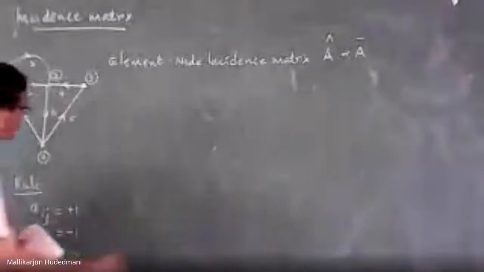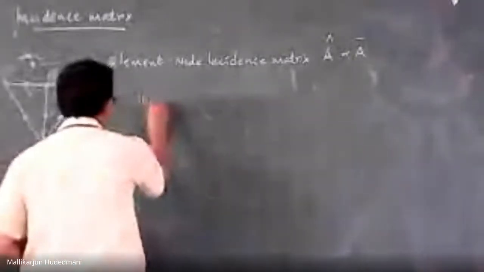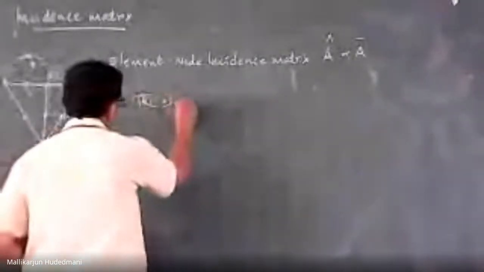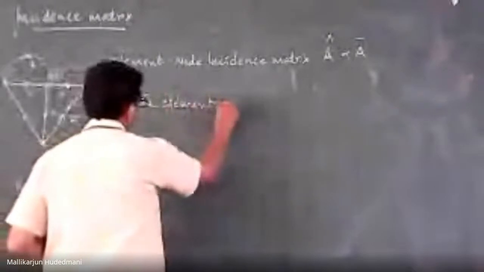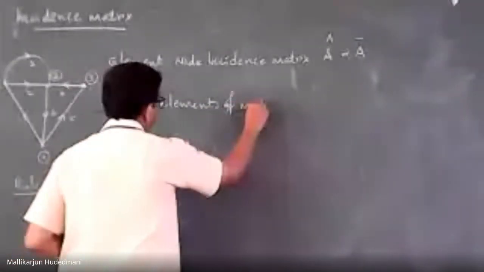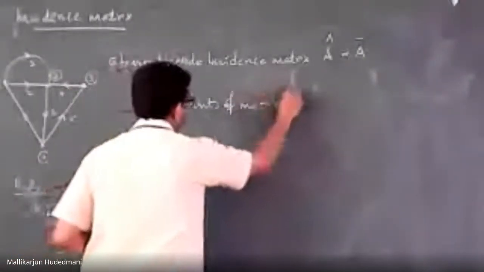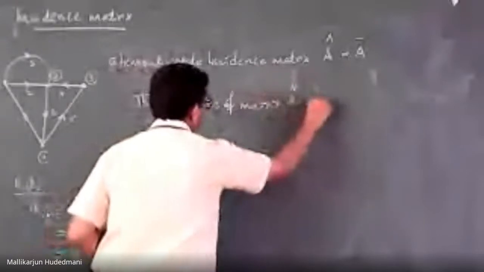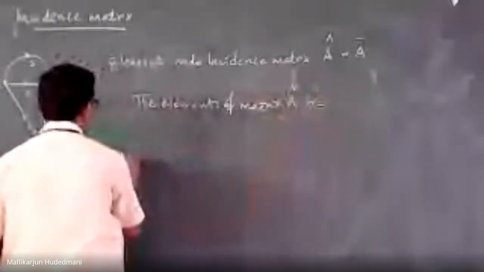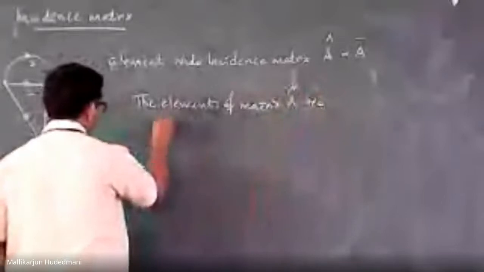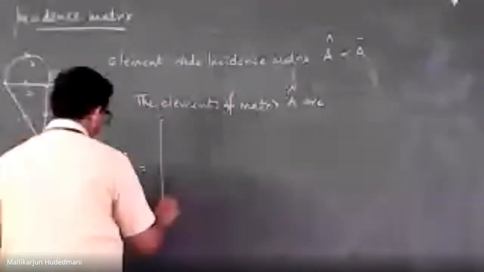Where it is used? The element of matrix A cap. Let me write here A cap equal to, I put a matrix form here. What is the dimension of the matrix? The question comes to our mind.